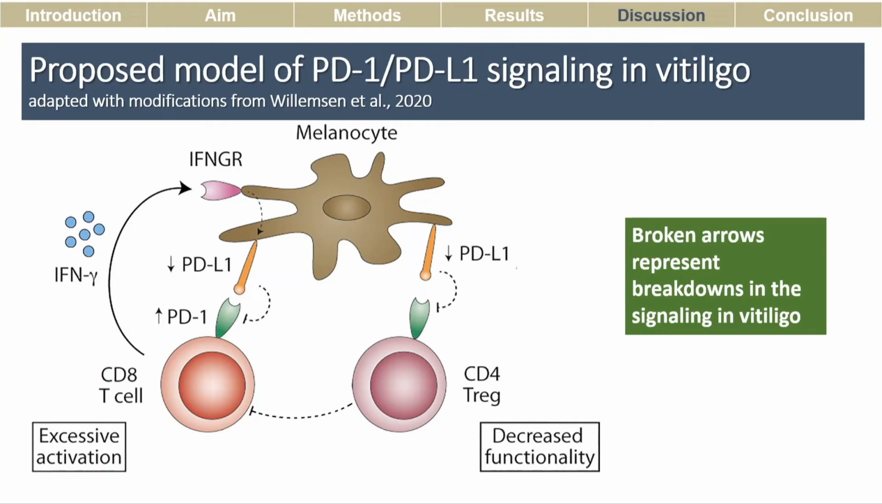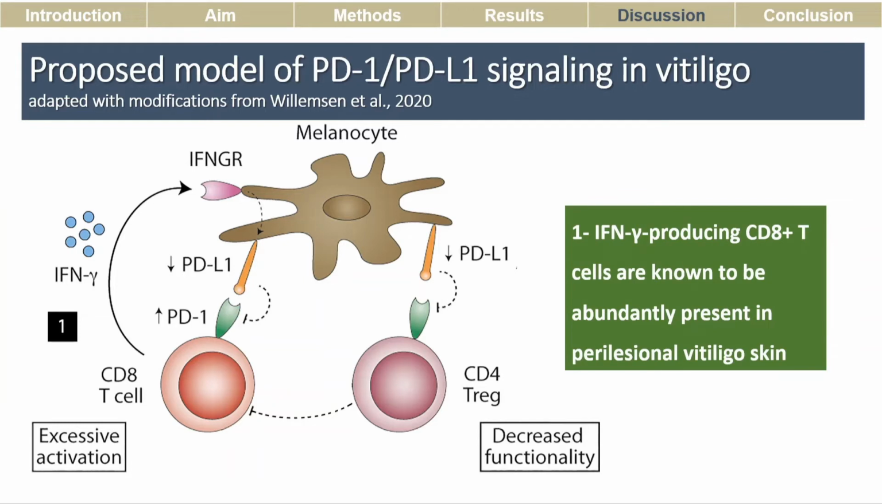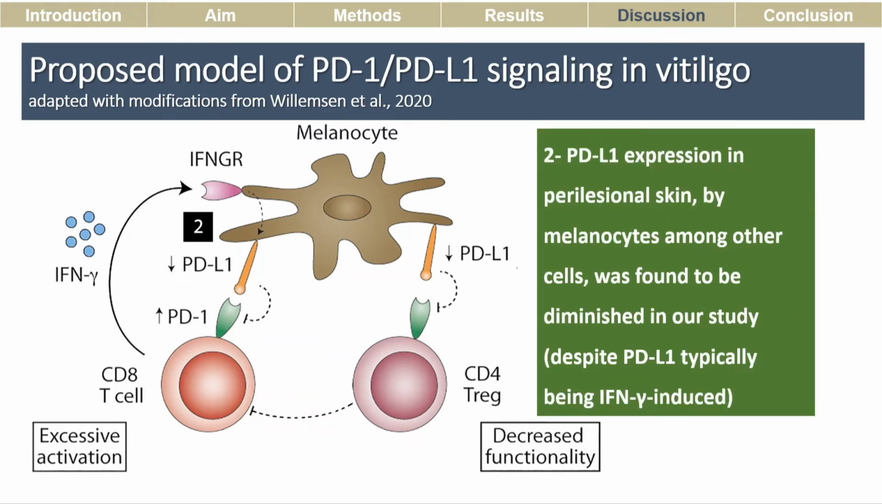In light of the previous data, we propose a model of defective programmed cell death 1 signaling checkpoint in vitiligo. The broken arrows represent the breakdowns in signaling in vitiligo. First, interferon gamma producing CD8 positive T cells are known to be abundantly present in perilesional vitiligo skin. PDL1 expression in perilesional skin by melanocytes among other cells was found to be diminished in our study, despite PD ligand 1 typically being interferon gamma induced and vitiligo being an interferon gamma mediated disease.